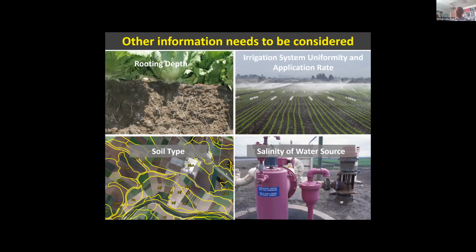And then there's other information we need to put together to figure out a good irrigation schedule. We need to understand the water holding capacity of the soil, the depth of the roots as the crop is developing, and the uniformity of that irrigation system, and to convert the recommendation into hours to operate your system, we need to know the application rate of the system and take into account the salinity of your water source.